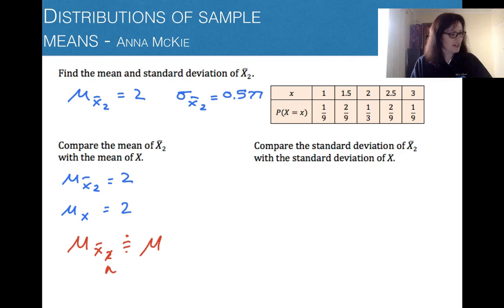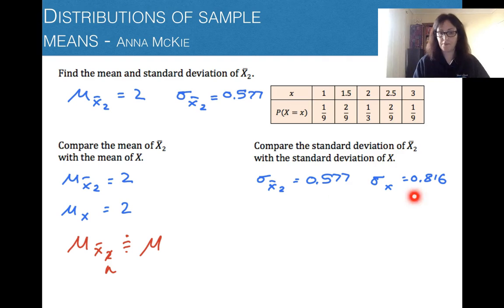And comparing the standard deviations, the standard deviation of x bar 2 was 0.577 versus the standard deviation of just x, which was 0.816. Now, they're not the same. So how big or how small are they in comparison to each other? And will that connection be something that's uniform as the sample size increases? It is. To work out the connection between the two, divide them.